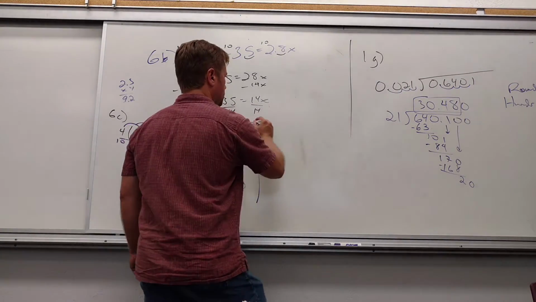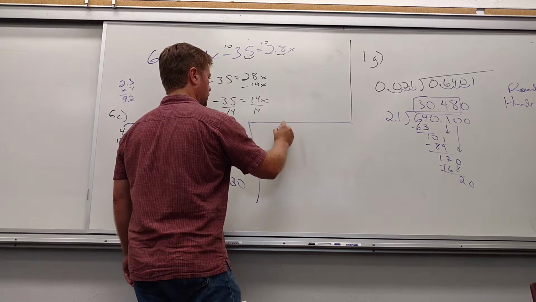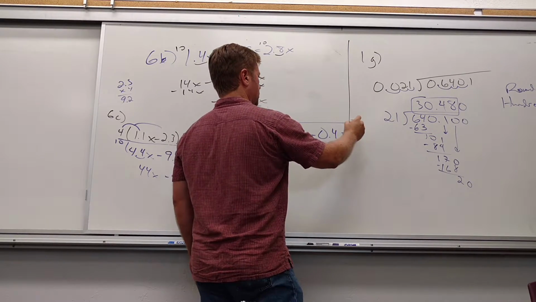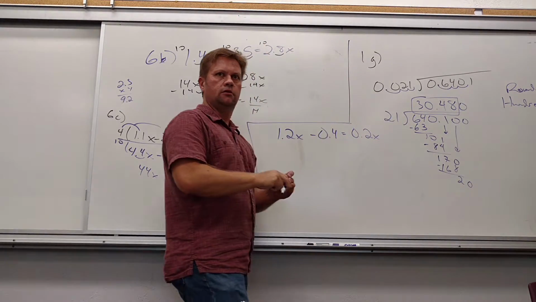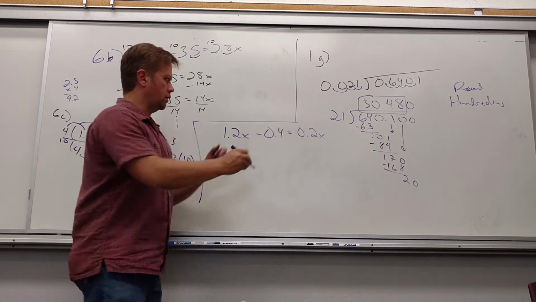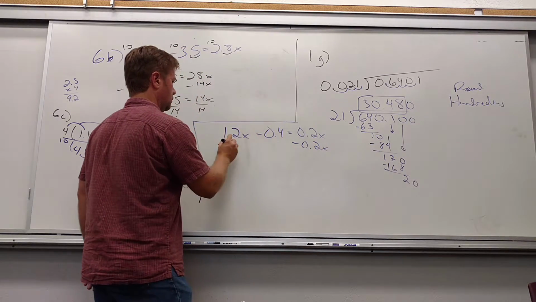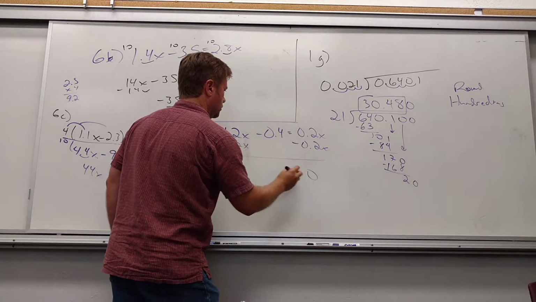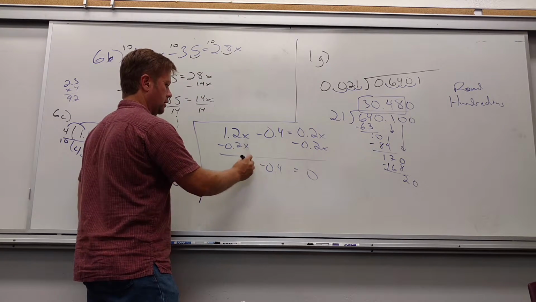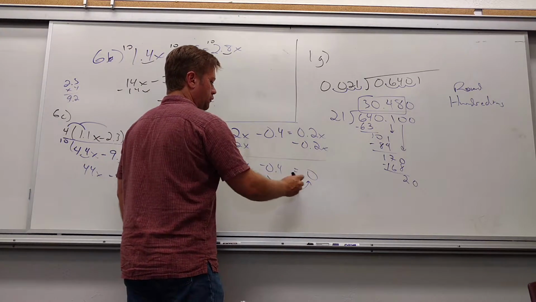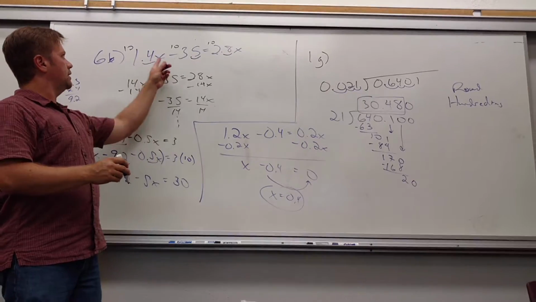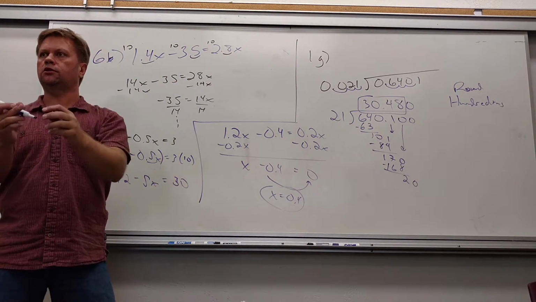So guys, real quick, just to show you, because I haven't really done one like this, if you had 1.2x minus 0.4 equals 0.2x, you really don't have to multiply this by 10. If I subtract 0.2x, I get 0 there, negative 0.4. What's 1.2x minus 0.2x? X. And then I just have to add 0.4 over and I'm done. So this multiplying by 10 or 100 or whatever is an option. You don't have to do it.